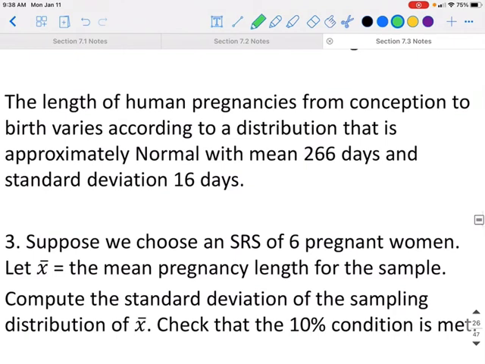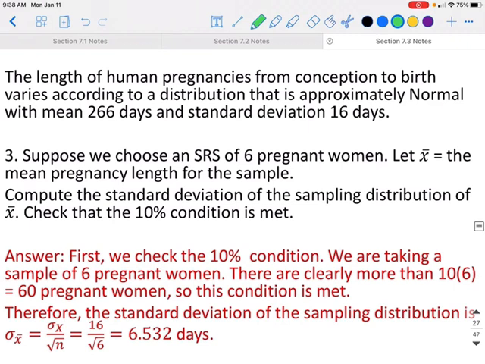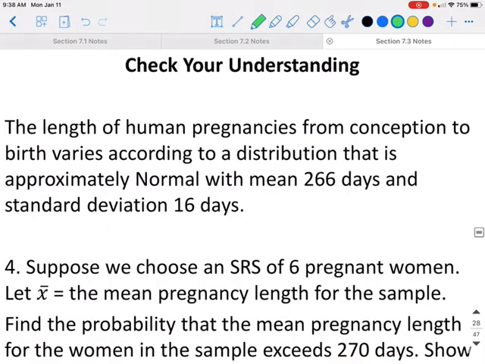Now, we need to compute the standard deviation, but we do need to check the 10% condition. So if we're talking about all pregnant women, 6 times 10 would give us 60, so our population would at least need to be 60 females. We can about guarantee that there are more than 60 pregnant women, so the 10% condition is definitely met. Because we are talking about a sample size of 6, we will need to find the new standard deviation. And remember, the formula for that is the standard deviation for the population divided by the square root of n. Our standard deviation was 16 days, we're going to divide that by the square root of 6, and that will give us the standard deviation for the sample of 6.532 days.